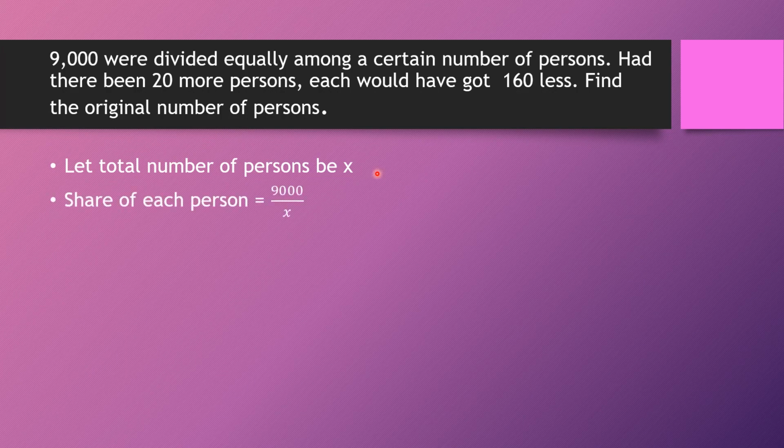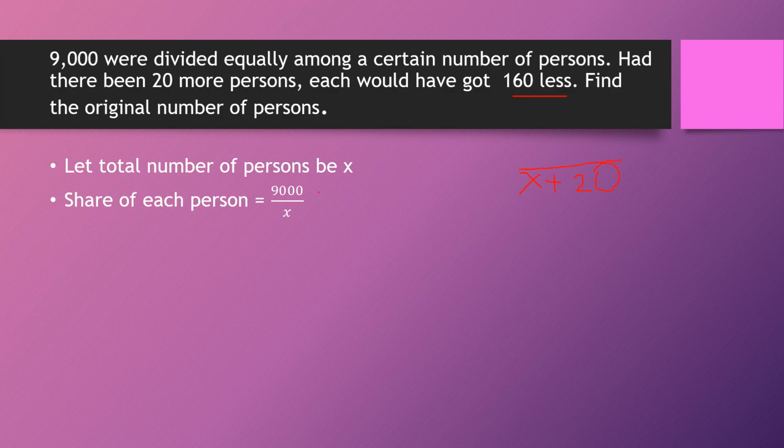So how much will everybody be getting initially? 9,000 by X. The total amount I am distributing is 9,000 and there are X people, so each person will get 9,000 upon X. Now if I increase X by 20, that is, previously I had X people, now I have X plus 20 people. So the amount has to be less. Correct? How much less? It has to be 160 rupees less than in the previous case.